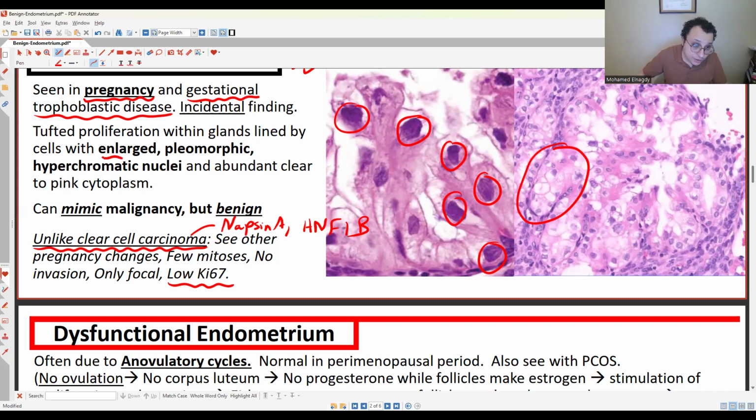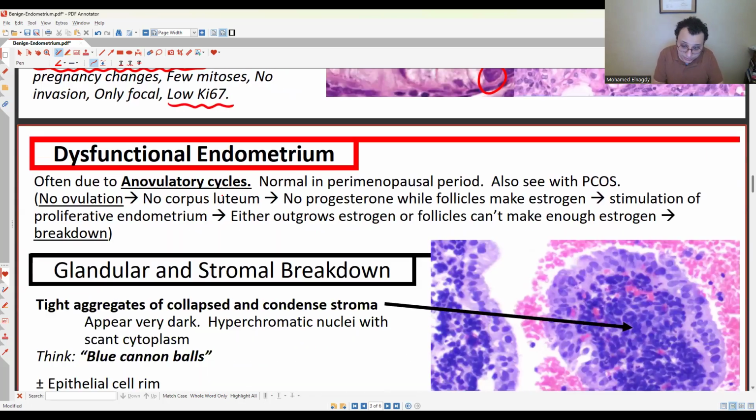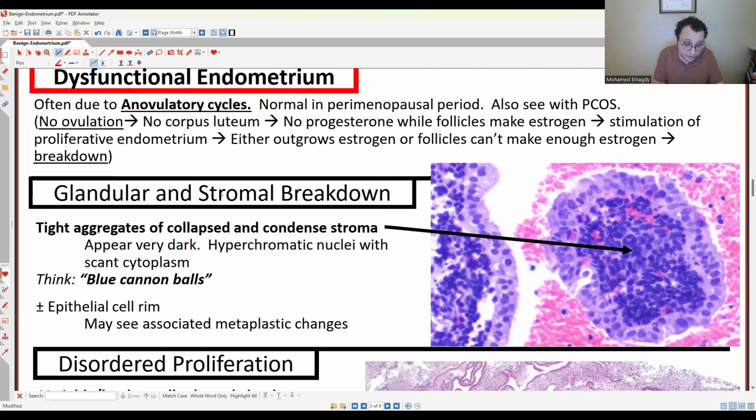So see, it's enlarged pleomorphic hyperchromatic nuclei. The cells have enlarged pleomorphic hyperchromatic nuclei. It can mimic malignancy, but it's actually benign. The key malignancy which it really mimics is the clear cell carcinoma.